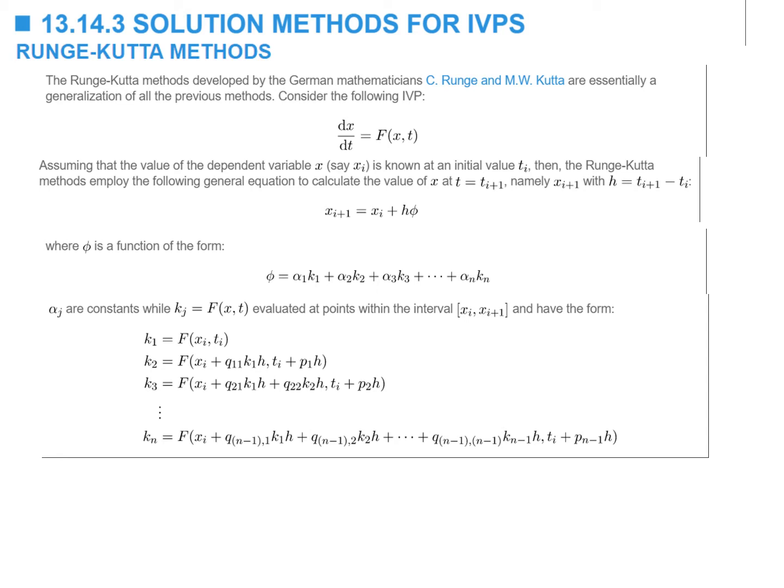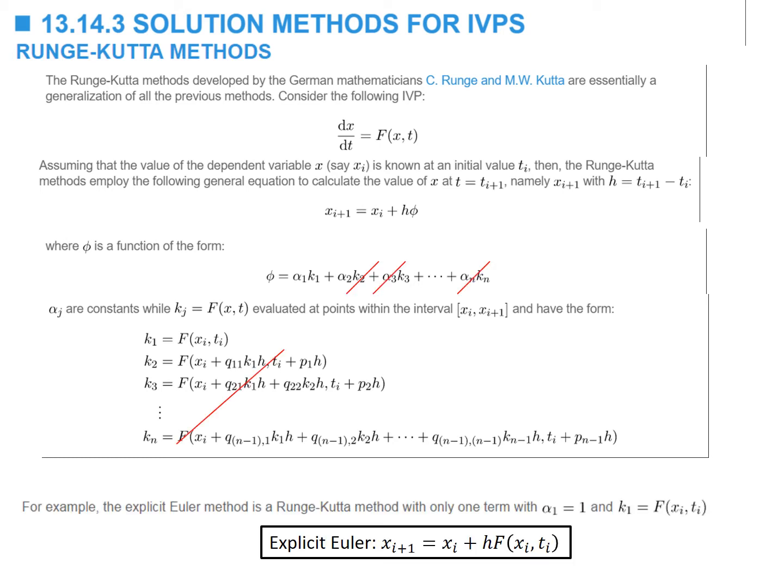Now we're going to see how the previous methods are all examples of the Runge Kutta methods. For example, in the explicit Euler method, if you remember, x sub i plus 1 was equal to x sub i plus h multiplied by the rate evaluated at the first point. Basically, the explicit Euler method is such that all these values are 0, alpha 1 is 1, and k1 is the slope at the first point.